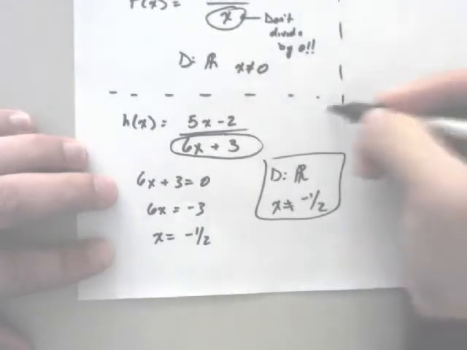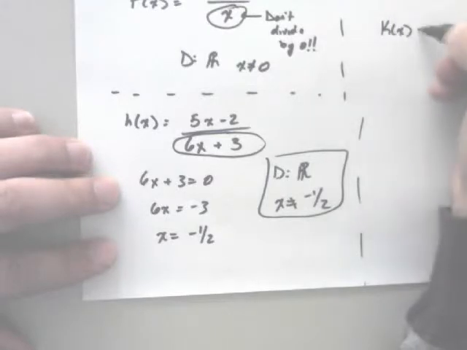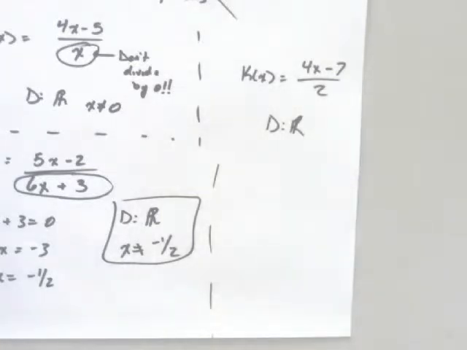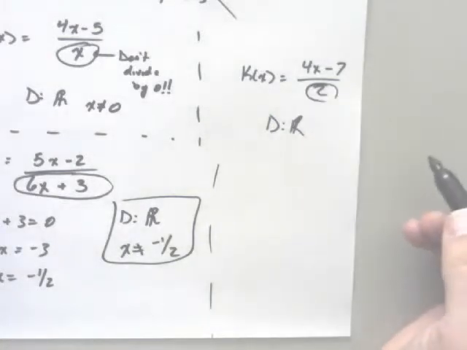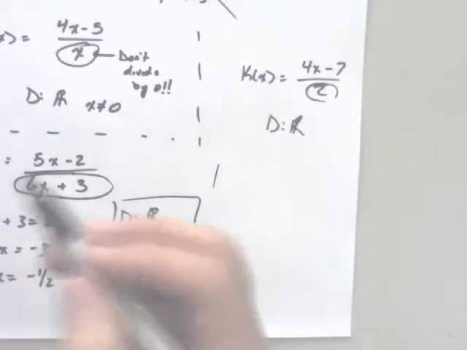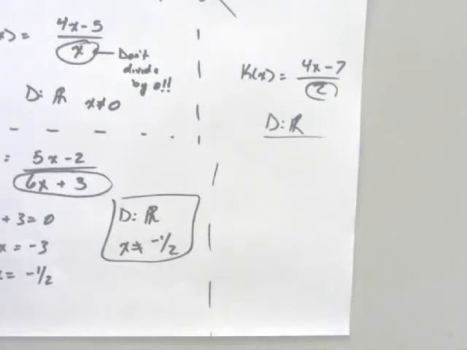Okay? Now, I can have a function with a fraction where the domain is all real numbers. So why is this domain all real numbers? Well, simply because the denominator is a 2. That 2 can never be changed into a 0. So this function has no opportunity to be divided by 0. So my domain is all real numbers.